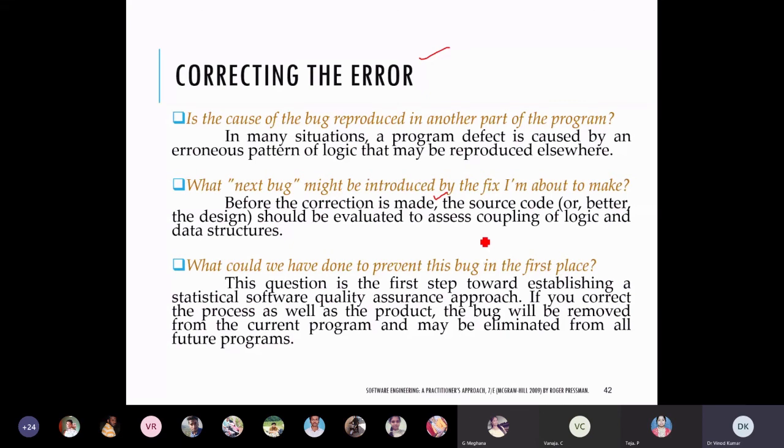So what could we have done to prevent this bug in the first place? Primarily, what did we do to fix this problem? This question is the first step towards establishing statistical software quality assurance, that is the SQA approach. If you correct the process as well as the product, the bug will be removed from the current program and may be eliminated from all future programs also.